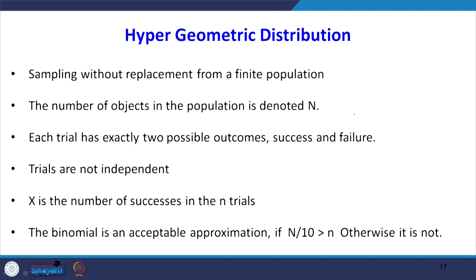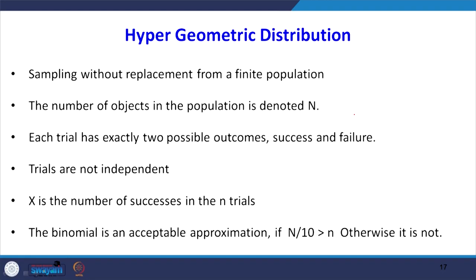The number of objects in the population is denoted as capital N. Each trial has exactly 2 possible outcomes, success or failure, similar to binomial distribution. Trials are not independent. This is one different property when compared to binomial. In the binomial distribution, since we are going with replacement, the trials are independent. Here we are going without replacement, so the trials are not independent, they are dependent. That means the probability p will not be fixed, every time we will get a different answer for p. X is the number of successes in the n trials.